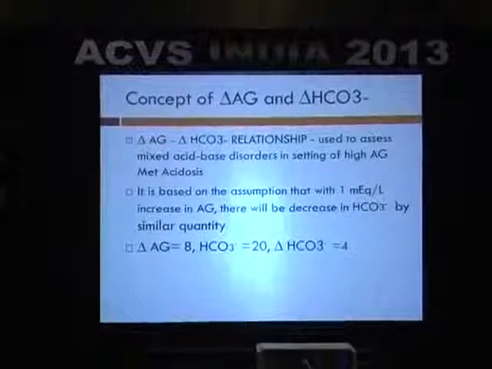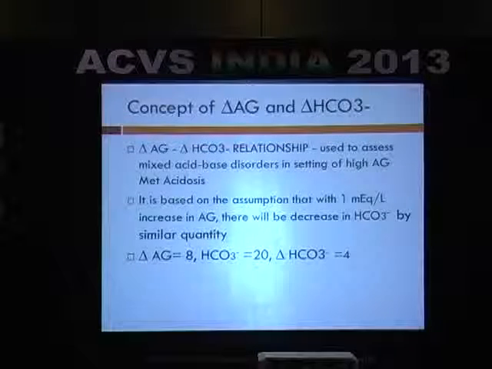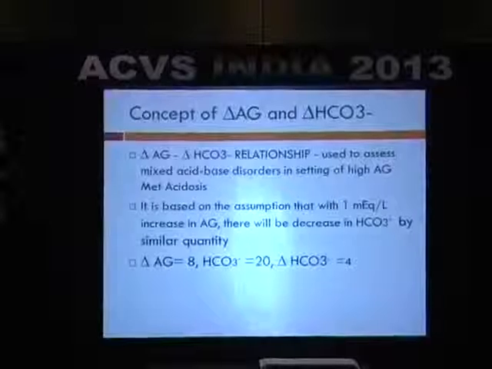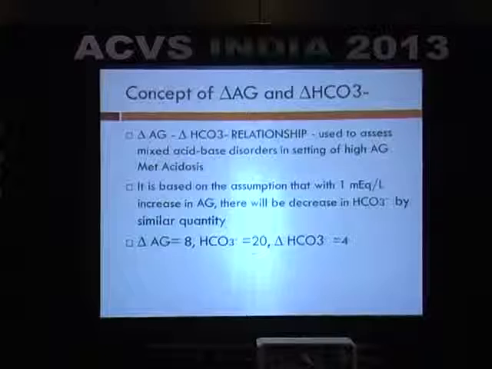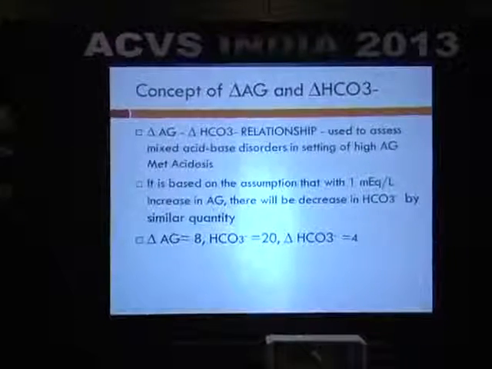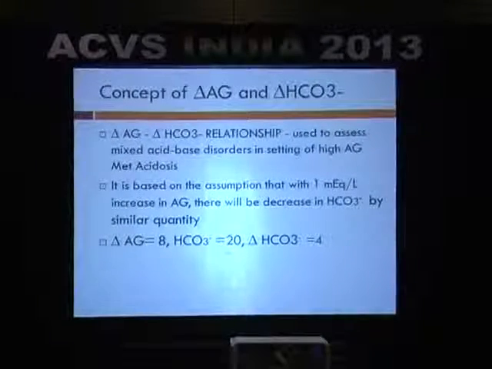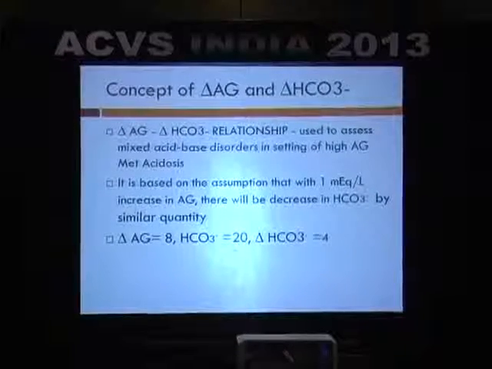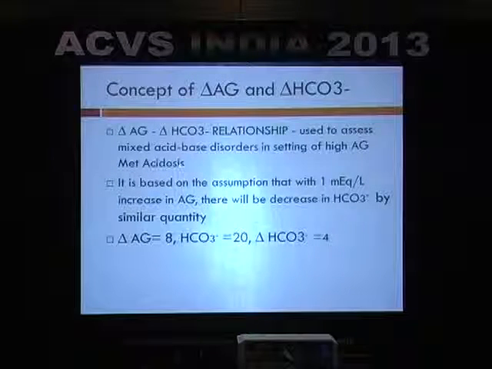So what is this concept of delta anion gap and delta bicarbonate? Suppose there is an increase of anion gap by 1 millimole, the bicarbonate will also decrease by 1 millimole. What happens is the anion will release the H plus ion, and the H plus is accepted by the bicarbonate. So for a 1 millimole increase in the anion, the bicarbonate decreases by 1 millimole. So always the delta anion gap, that is the change in anion gap, should be equivalent to the delta bicarbonate value. Suppose the delta anion gap and delta bicarbonate are not equal, it indicates a mixed disorder.